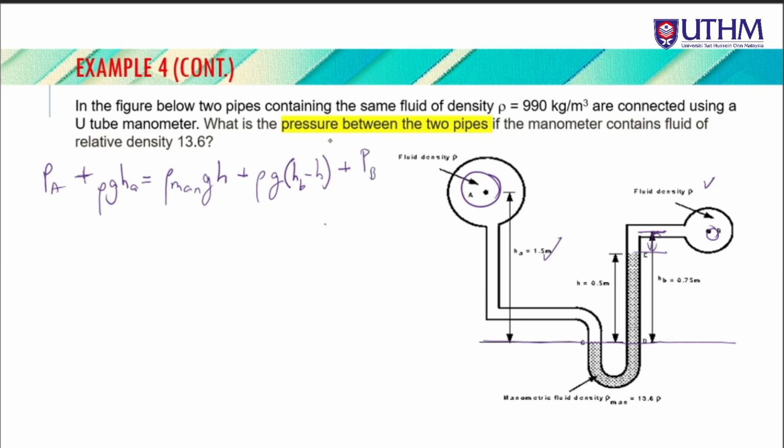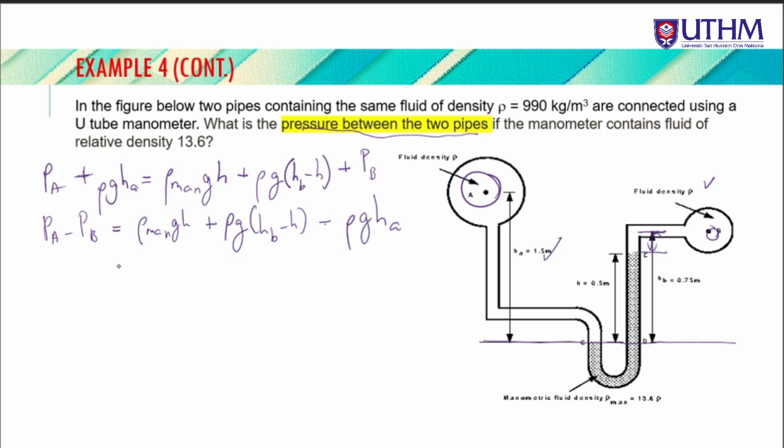Okay, so the question wants to know the pressure between the two pipes, which means PA minus PB. So we rearrange: PA minus PB will be equal to rho man G H plus rho G times HB minus H, and then minus rho G HA.